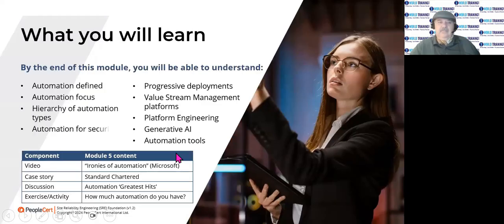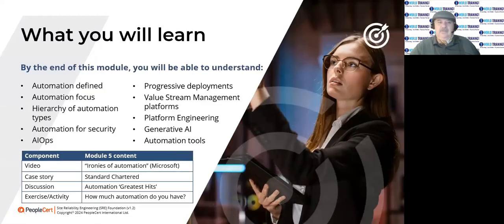The video is called The Ironies of Automation. It's a particularly fun video by Microsoft. We probably don't have time to play all of it during class, but I'll play some of it, and it's up to you to watch the rest of it offline if you want to. There's a case story by Standard Chartered Bank, discussion about greatest hits. I'll share at least one or two of my greatest hits examples of automation.